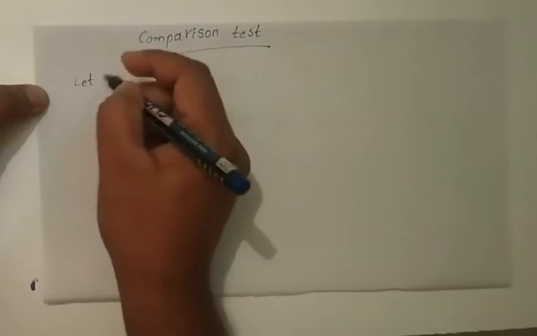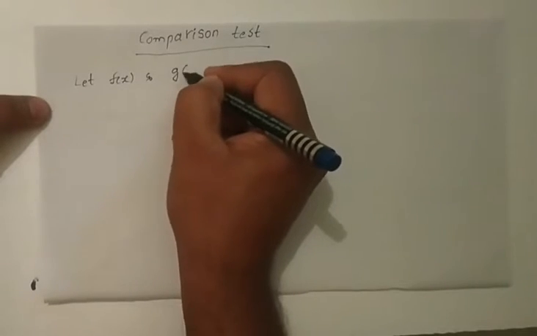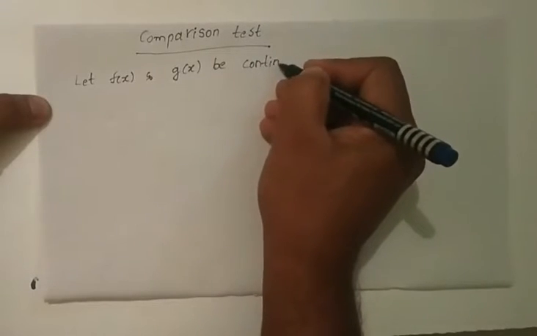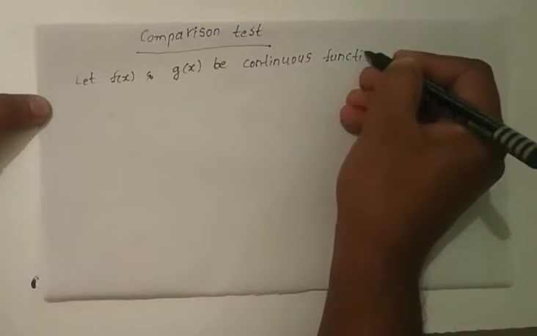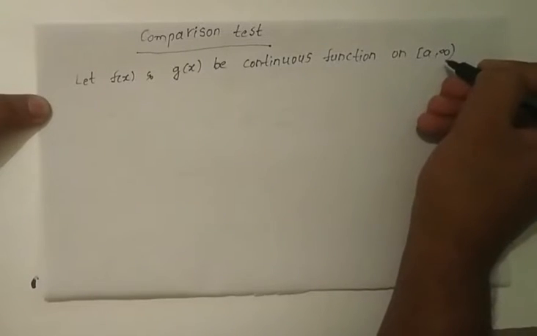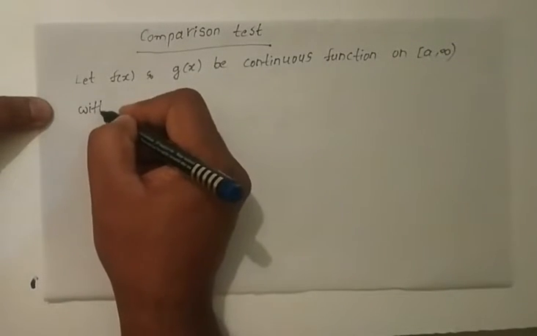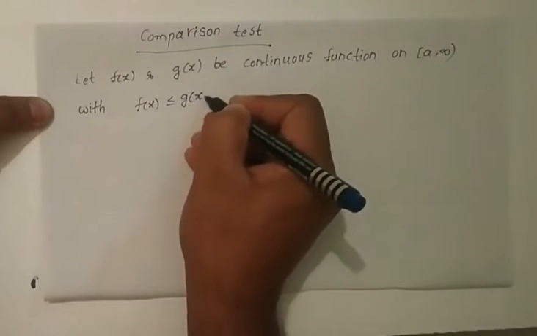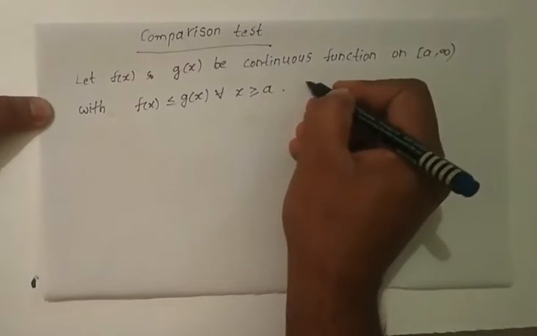Let f of x and g of x be continuous functions on the closed interval a comma infinity, with f of x less than or equal to g of x for all x greater than or equal to a.